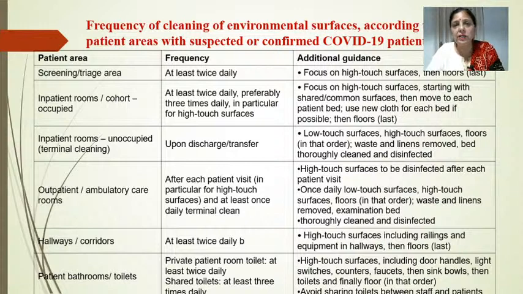So frequency of cleaning of environmental surfaces which we have in the patient area, it's done twice. In the inpatient rooms, it is done thrice. In the unoccupied inpatient rooms, it could be upon discharge and transfer. In the outpatient or the ambulatory rooms, it could be about once daily. Then hallways and corridors, it is twice daily, and patient bedrooms, toilets, it has to be done twice. And if it's a shared toilet, it is done thrice daily. This is the guidance given by CDC for WHO for frequency of cleaning of environmental surfaces.